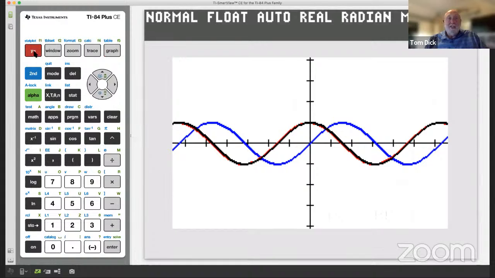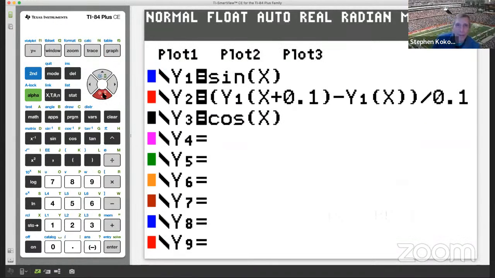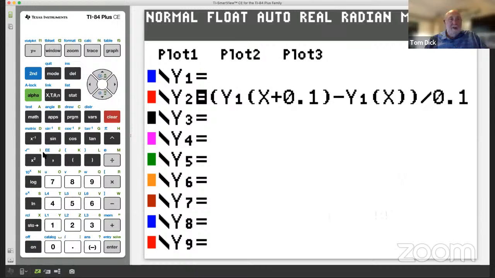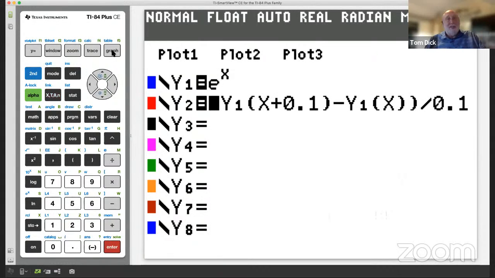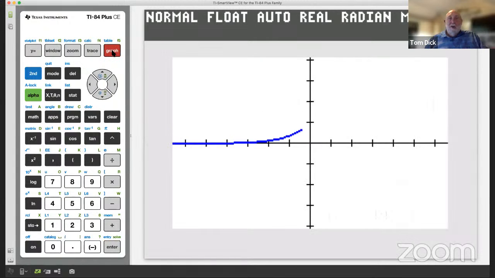Okay, Steve, you had one you wanted me to try. I'm sorry, Tom, you piqued my interest a little bit. In Y1, if you could, just put in e to the x. And let's see what that does for us, because I think that's a neat discovery if this works. Okay, so we're going to put in e to the x. And our y2 is already set up. So it's ready to go. That's why I said it's really quick now. Let's do a graph. Well, there's our e to the x graph.